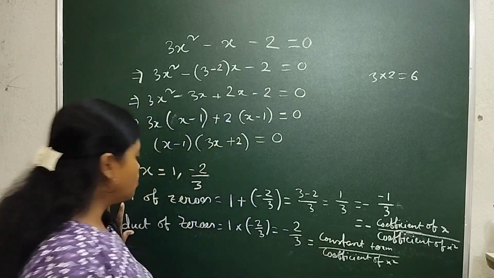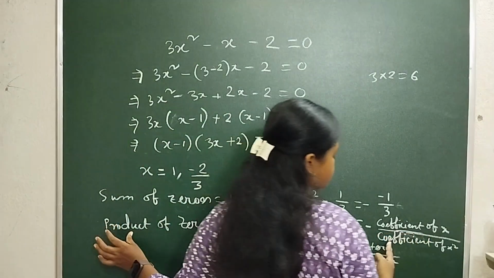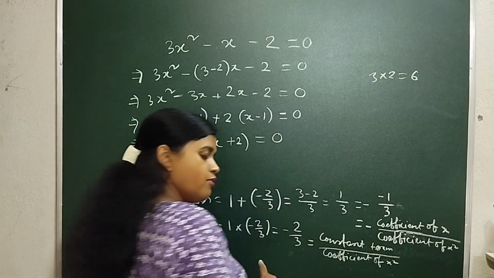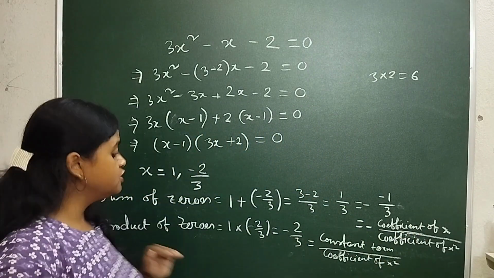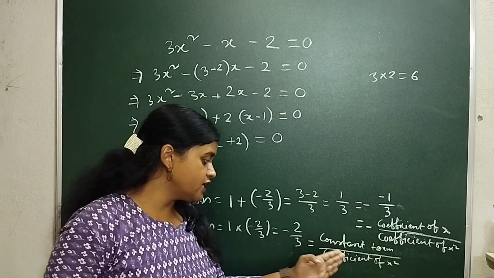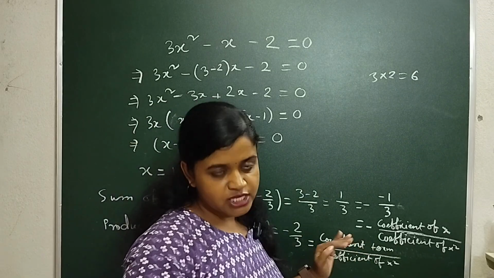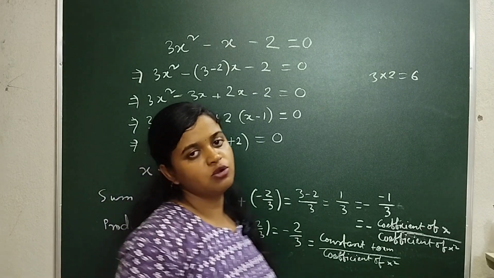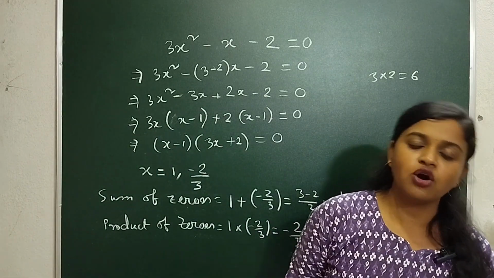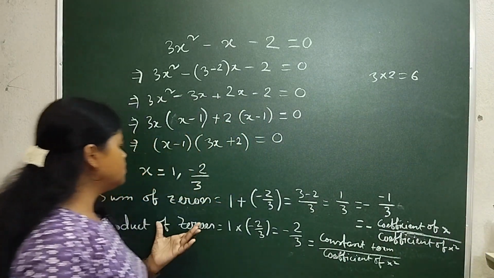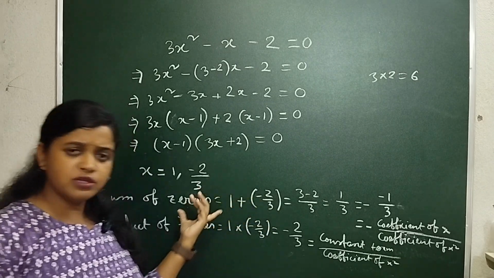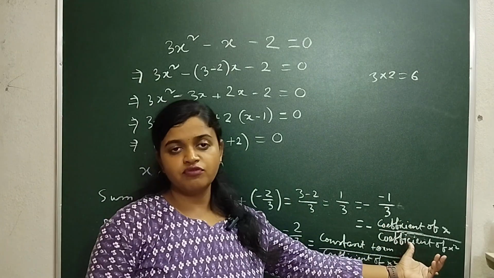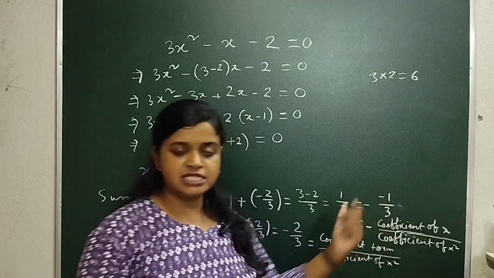So the sum of zeros is equal to minus of the coefficient of x by the coefficient of x square, and the product of zeros equals the constant term by the coefficient of x square. So this is the relationship between the zeros of the polynomial and the coefficients of the polynomial. Okay, so this is the sum of the zeros, and this is the coefficient of the polynomial.